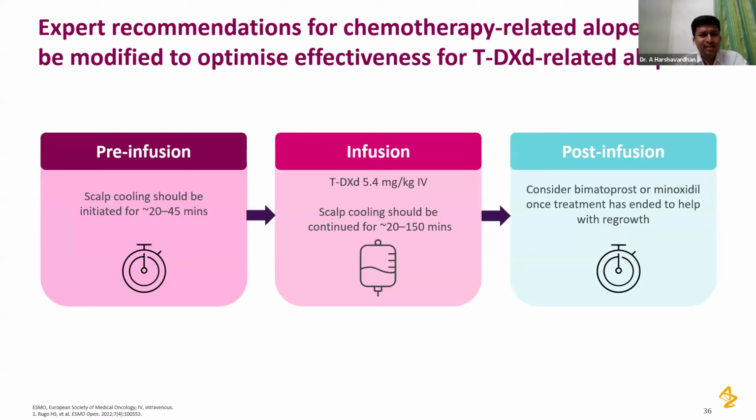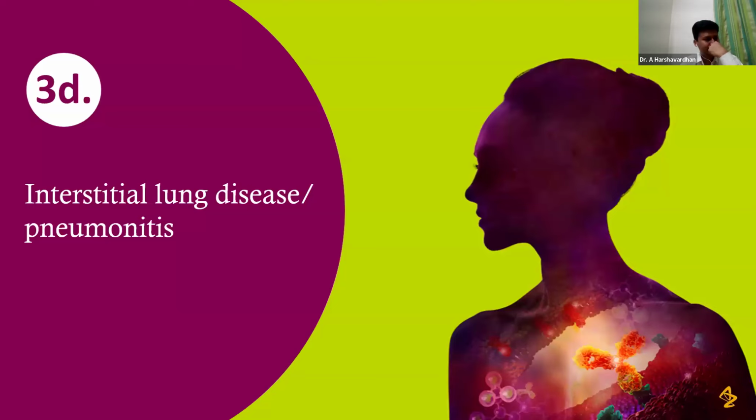Like any other chemotherapy-induced alopecia, we can start scalp cooling pre-infusion for 20 to 45 minutes, and continue it during the infusion. After the infusion, we can add agents like minoxidil to help the hair regrow.